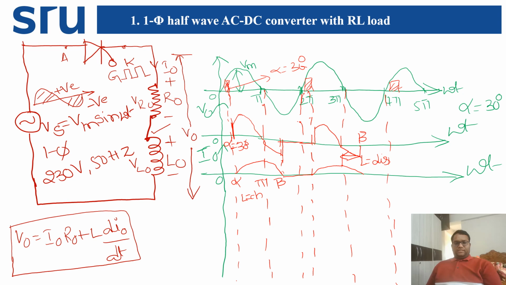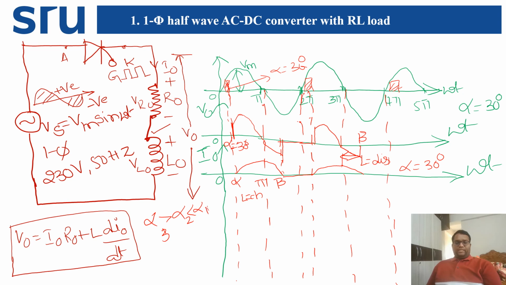This is the V naught value and this is the I naught value, when alpha is equal to 30 degree. Suppose you increase alpha to 60 degree, 70 degree, like that you can increase. The thing is that the positive cycle of the supply will reduce and the negative cycle of the supply will increase. It means from this we can give one clear statement that as alpha is increasing, alpha 3 is greater than alpha 2, which is greater than alpha 1.